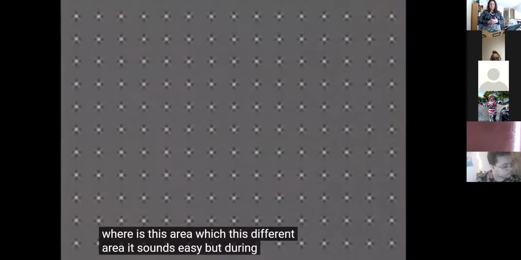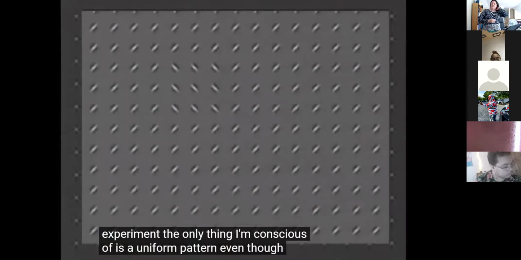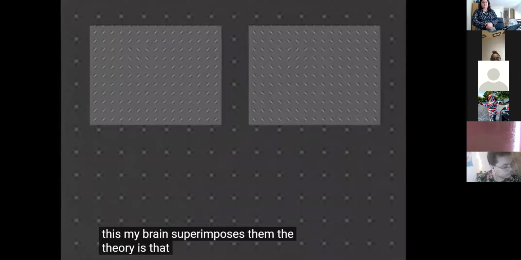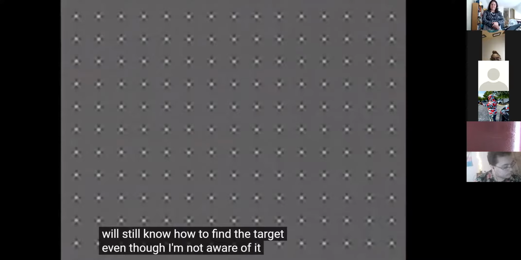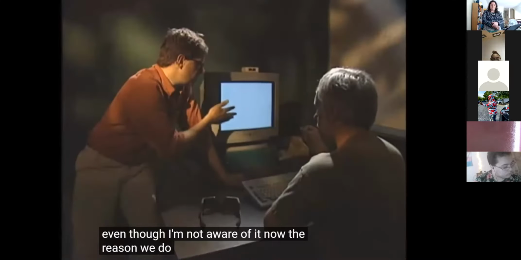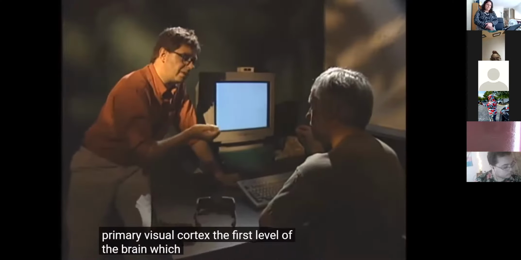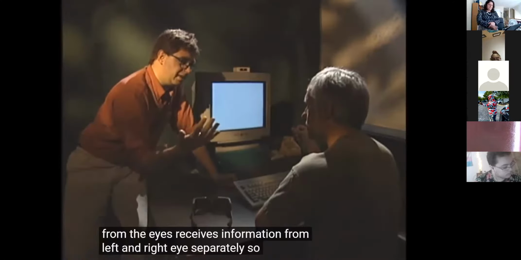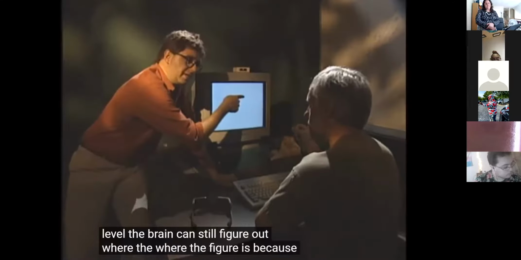It sounds easy, but during the experiment, the only thing I'm conscious of is a uniform pattern. Even though my left eye sees this, and my right eye sees this, my brain superimposes them. The theory is that some part of my brain will still know how to find the target, even though I'm not aware of it. The primary visual cortex, the first level of the brain which receives information from the eyes, receives information from the left and right eye separately. So at this level, the brain can still figure out where the figure is. Because it hasn't been superimposed.